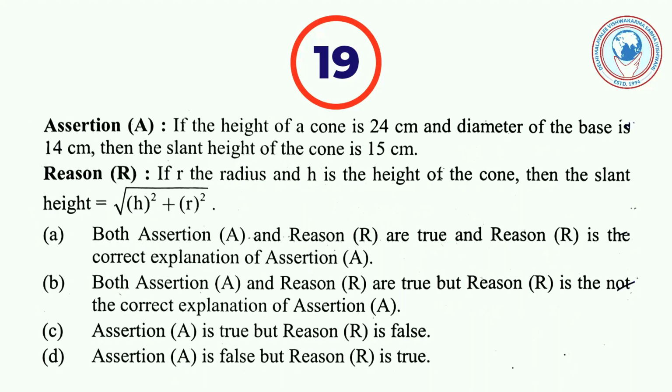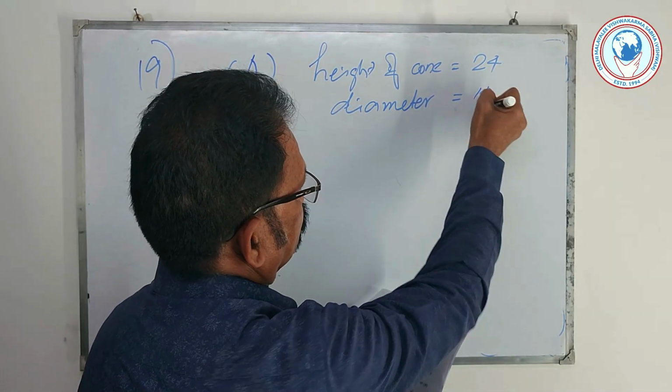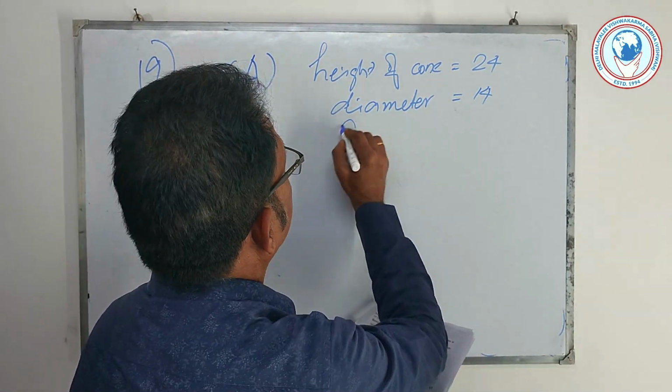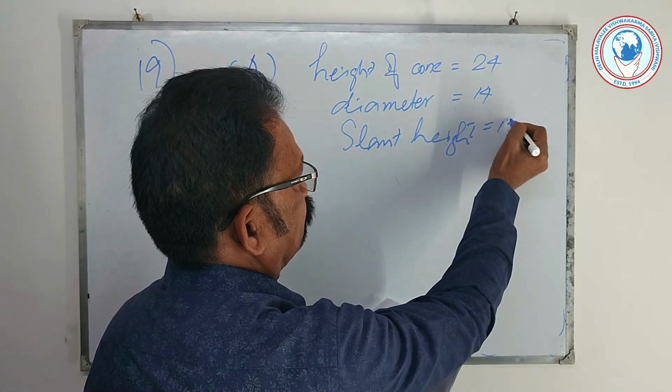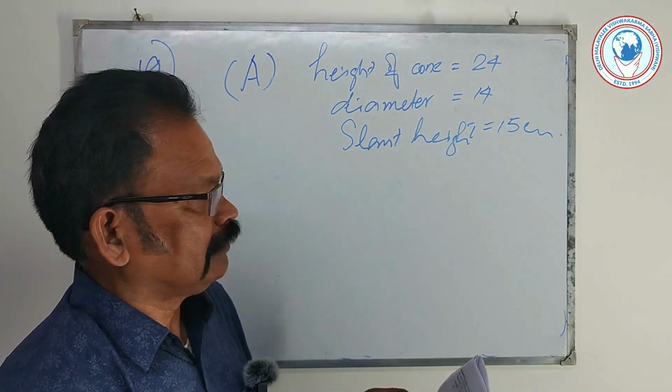Now question number 19. There are two parts, one assertion and the other reason. Assertion A is given: if the height of a cone is 24 centimeter and diameter of base is 14, then slant height is equal to 15. This is the assertion, that is the given data.